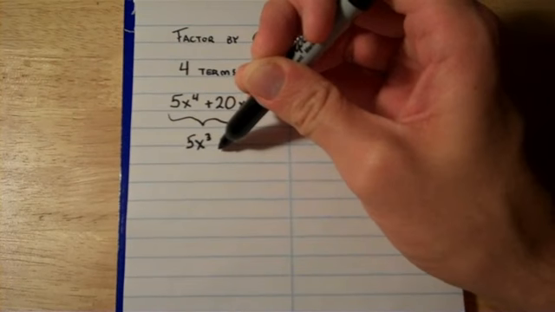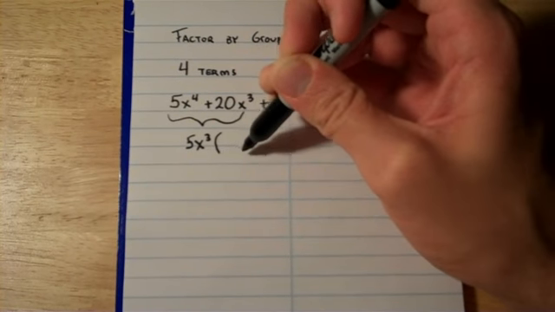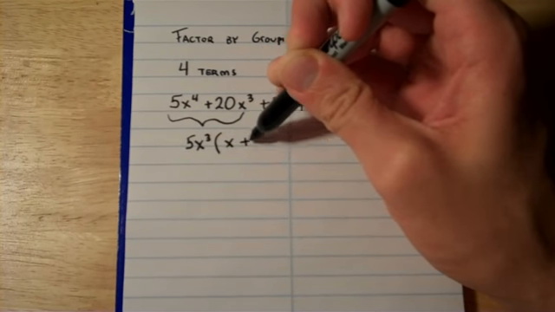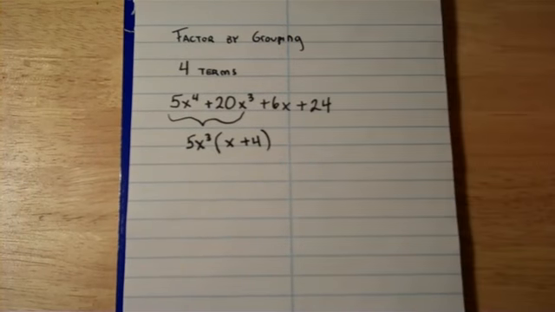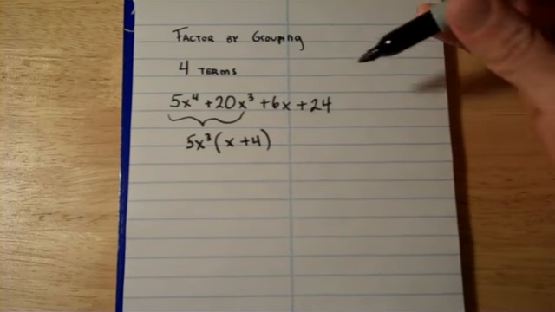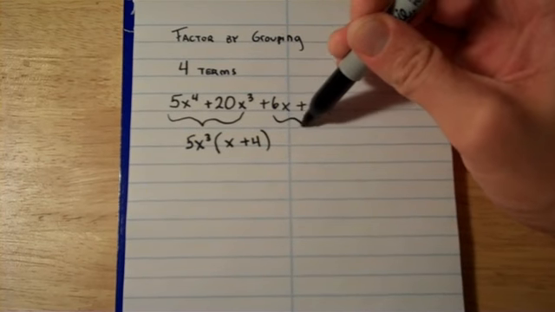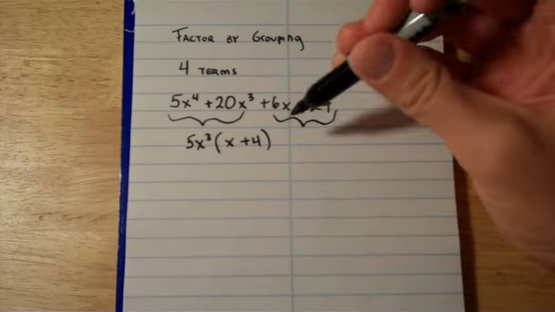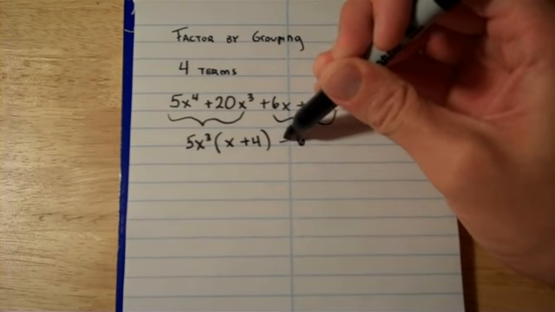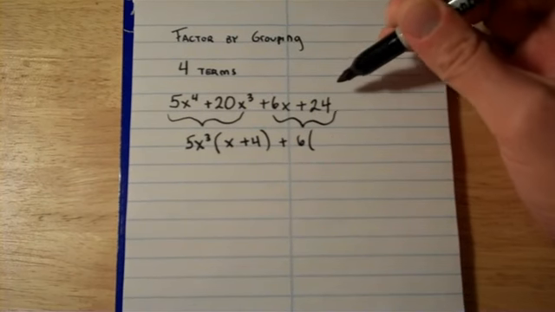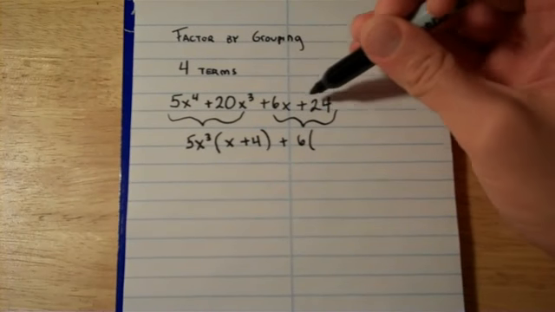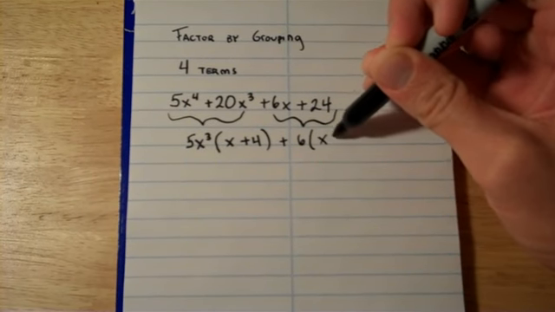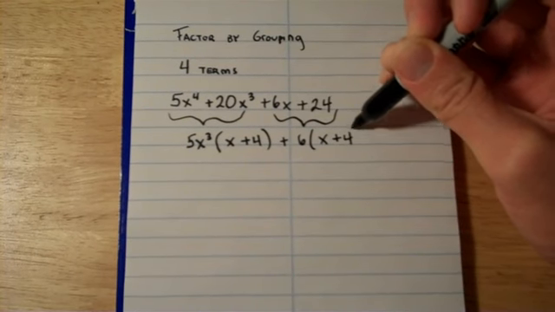So what am I left with? Well, I should be left with an x plus 4. All right. Now I want to find the GCF of the last two terms. In this case, it's just a 6. So what am I left with after factoring out a 6 from those two terms? I'm left with an x plus 4.